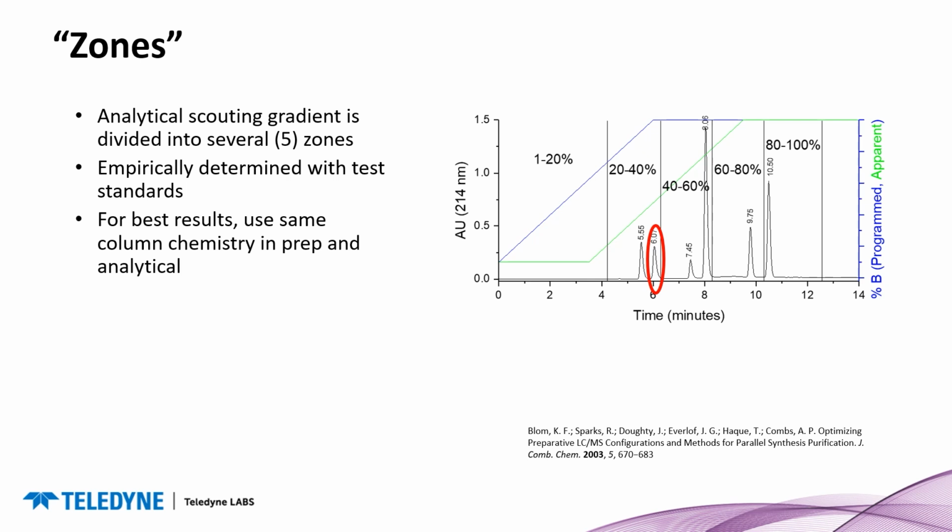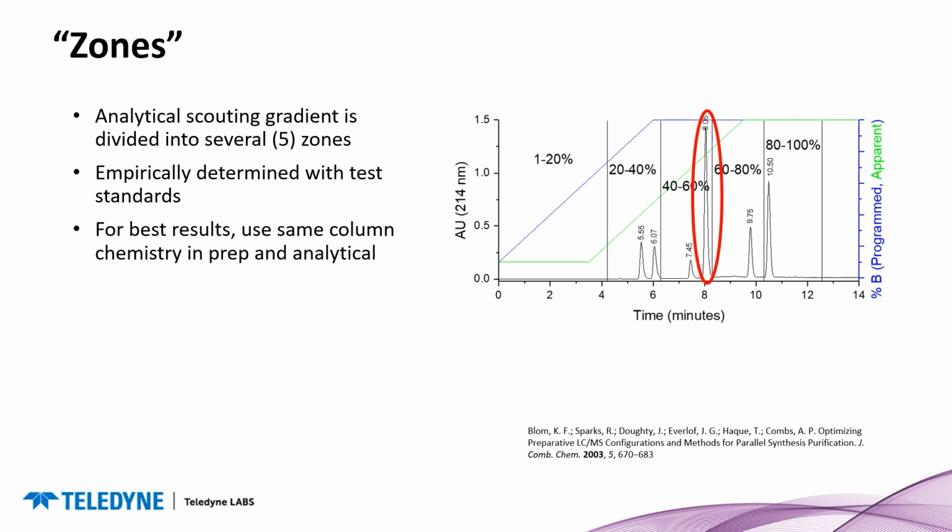This is easy to run once it has been set up, but the gradient is not optimized for any particular compound. If this compound at 6 minutes or this compound at 8 minutes are the compound of interest, they will elute late in the preparative gradient. And this compound at 10.5 minutes will elute early in the preparative run. The generated gradient methods are not optimized for any particular compound.